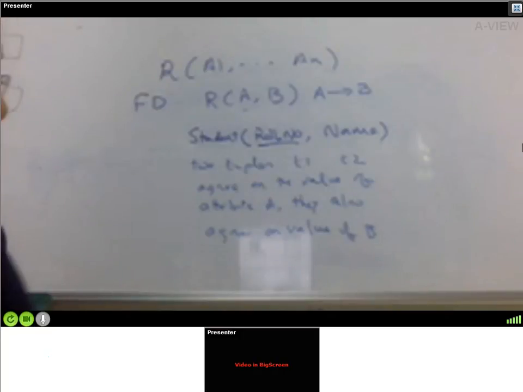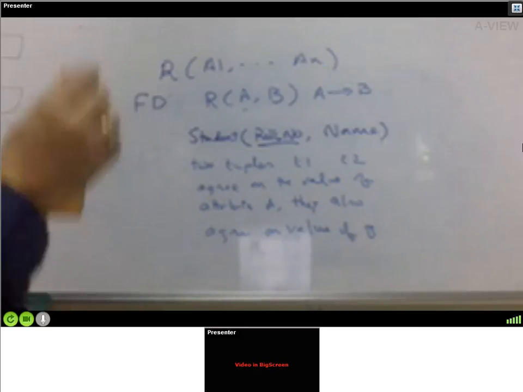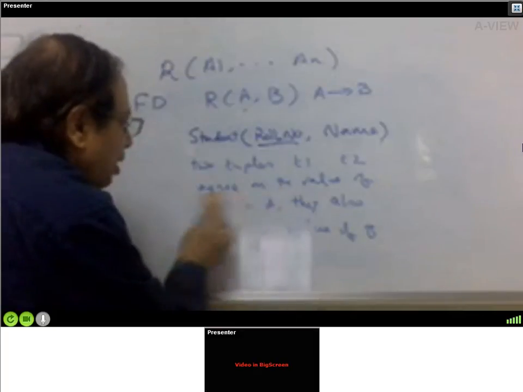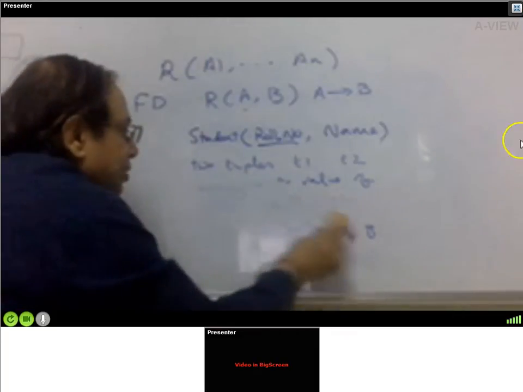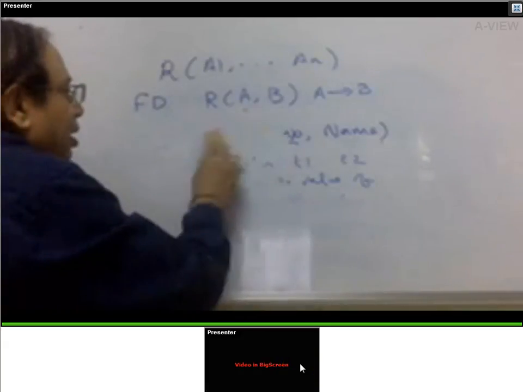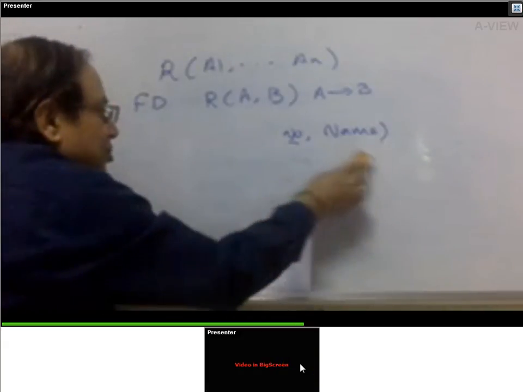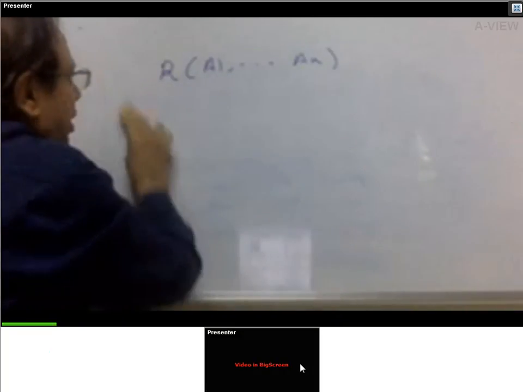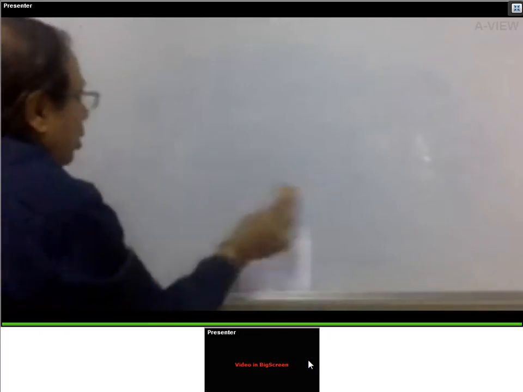Where do functional dependencies come from? These functional dependencies come from the domain. We will take another instance of a relation and examine what kinds of functional dependencies the relation has. I will take a slightly bigger relation here to examine this.